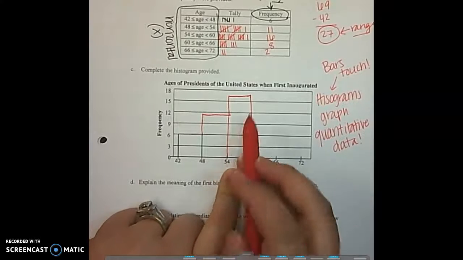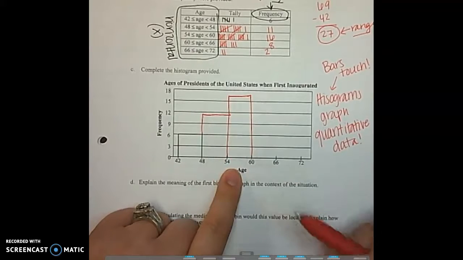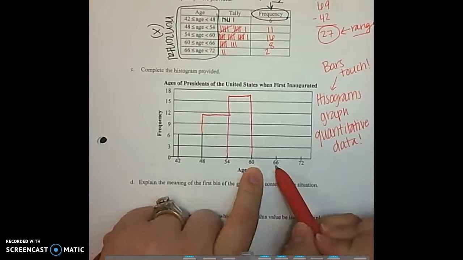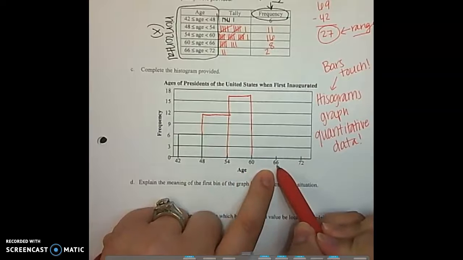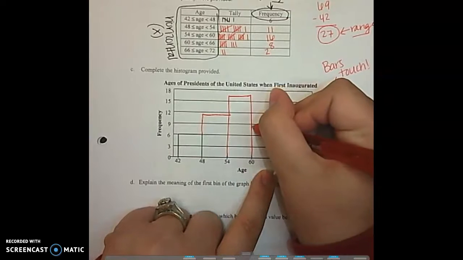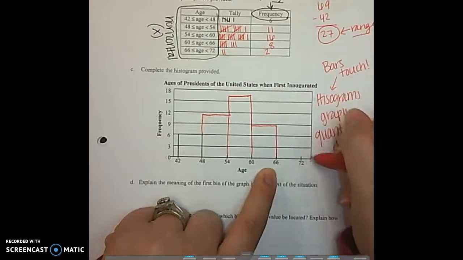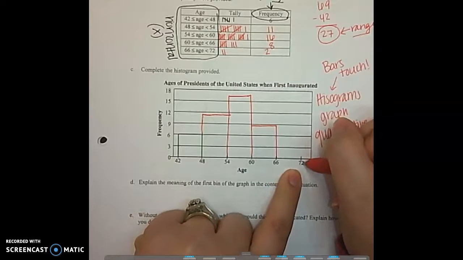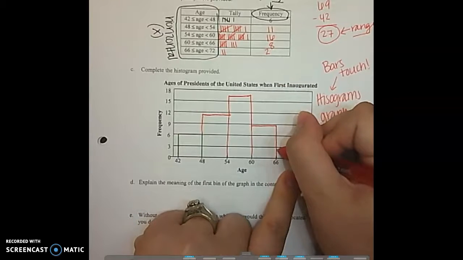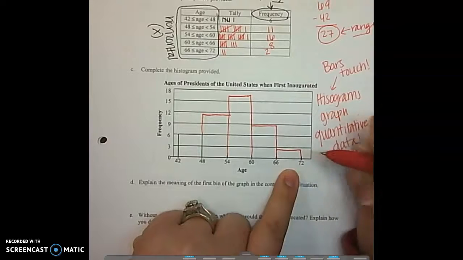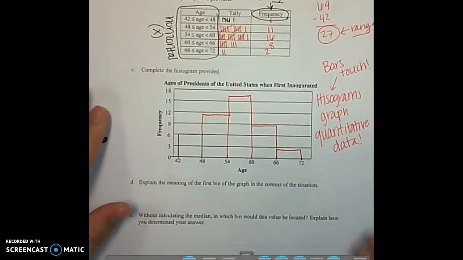Now it's very important that you try to get these lines as straight as possible. Going from 60 to 66, we have 8, so we're right under 9. And then from 66 to 72, we have 2, so we're right under 3. And we are done with our histogram.